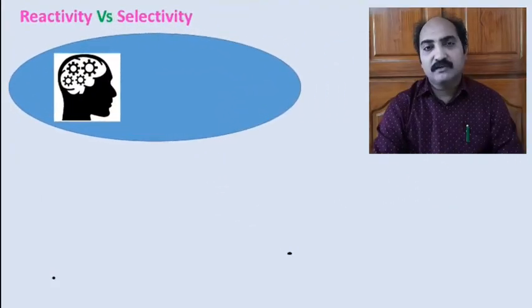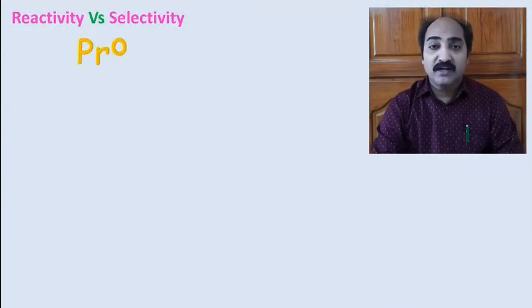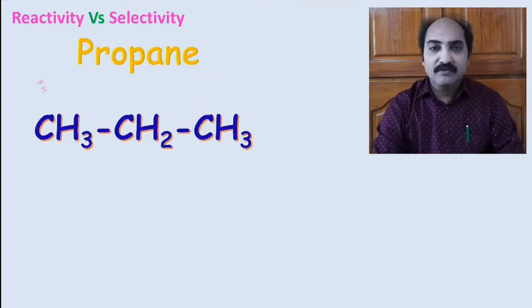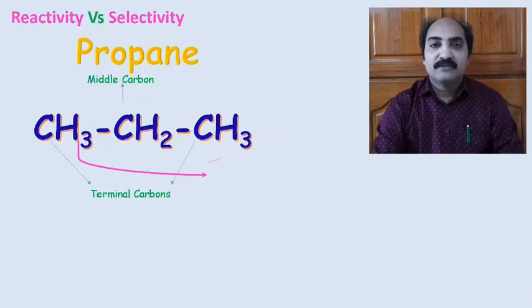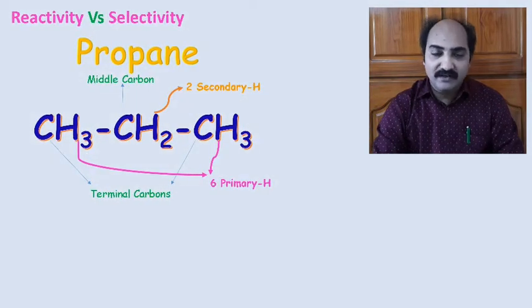When we observe the chlorination and bromination of propane, surprising results were observed experimentally. What happened? In propane, there are 8 hydrogen atoms. Out of these 8 hydrogen atoms, 6 hydrogen atoms are connected to the terminal carbons, namely 1 and 3, whereas 2 hydrogen atoms are connected to the middle carbon. So these are called secondary hydrogens.